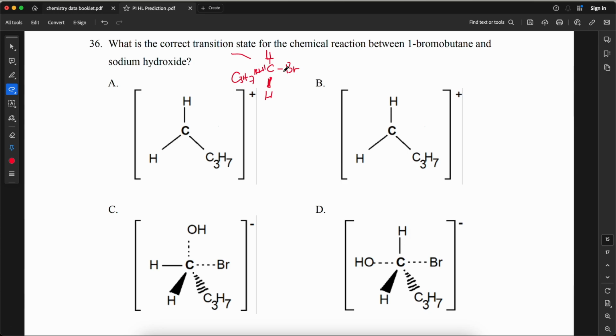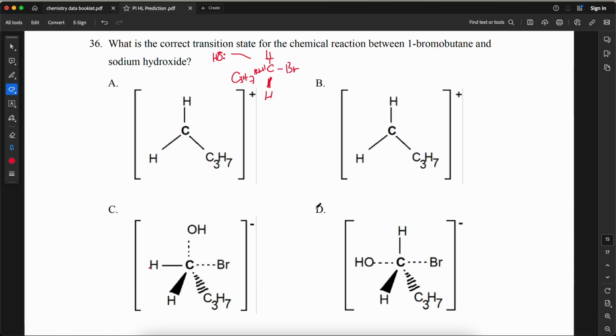Okay, so the transition state OH should be the one that is between OH and Br, the one that will replace Br as a leaving group, but Br is still attached to the carbon because the nucleophile will replace the leaving group, but both of them are still attached to the carbon because it is still the transition state, and it should be a dash line, and they should be on the same side.